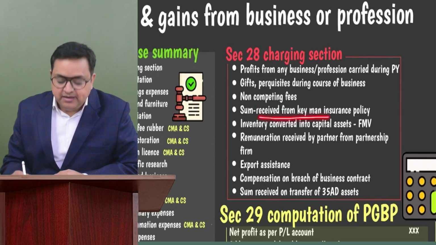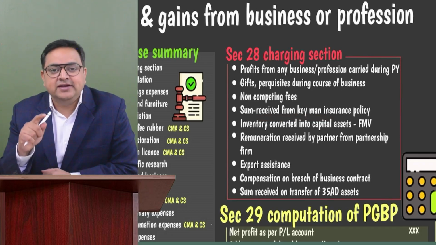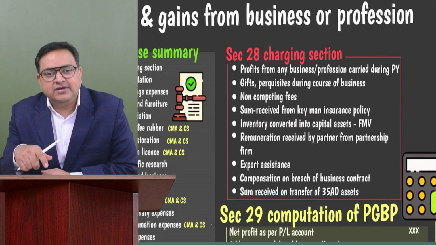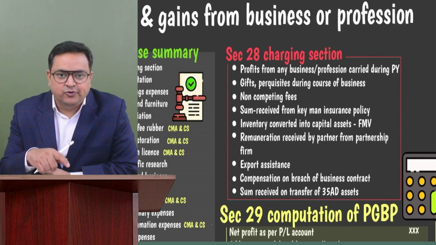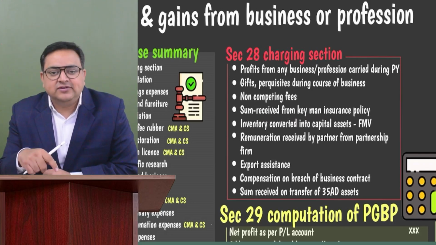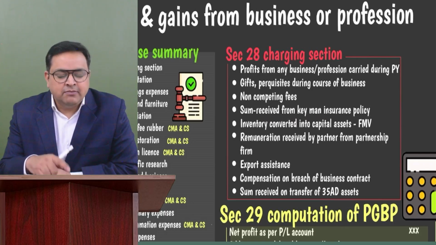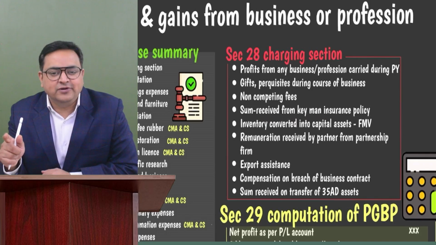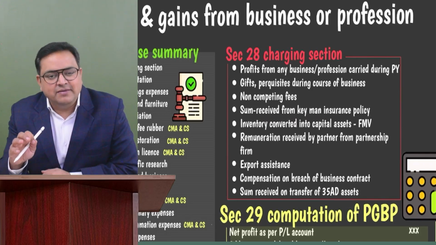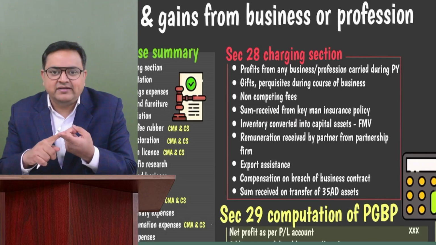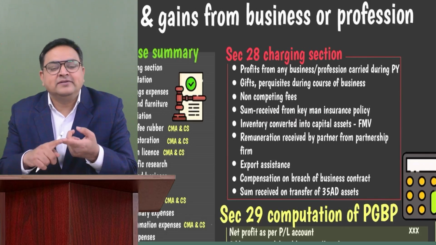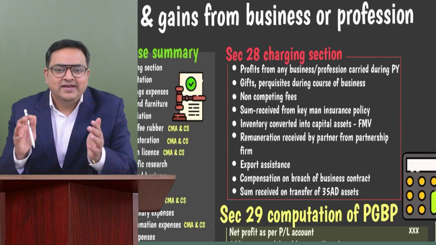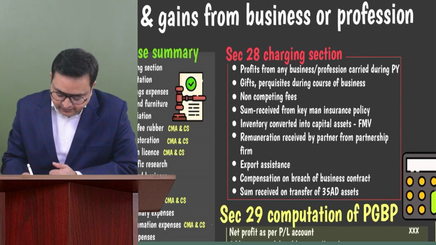Sum received from a key man insurance policy. If the person who is the key man receives the money, that is his salary income if he is an employee. Or if the business receives this money, it will become their PGBP income. Or if any other person receives this key man insurance amount, that will be in IFOS. So we refer to this key man insurance policy in 3 chapters: salary, PGBP, and IFOS. It depends upon who is receiving the money. If the business is receiving the key man insurance money, it will be their PGBP income.